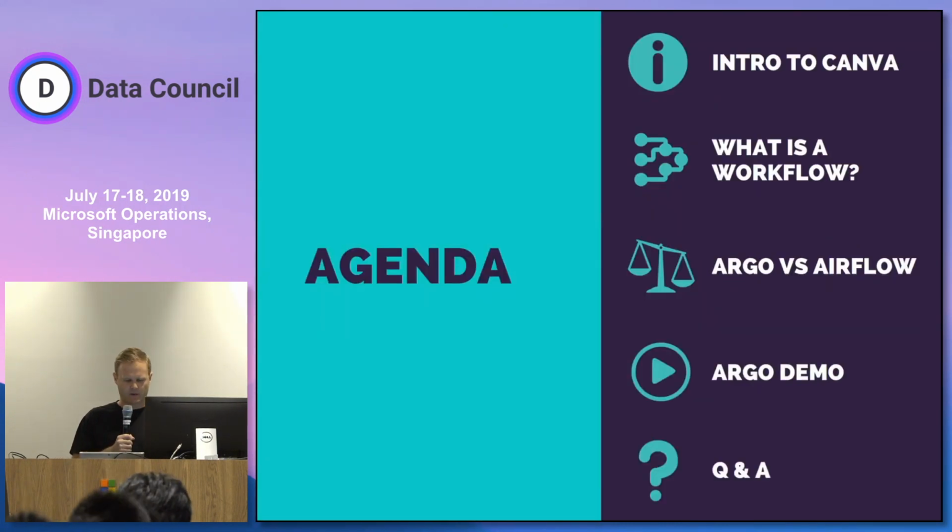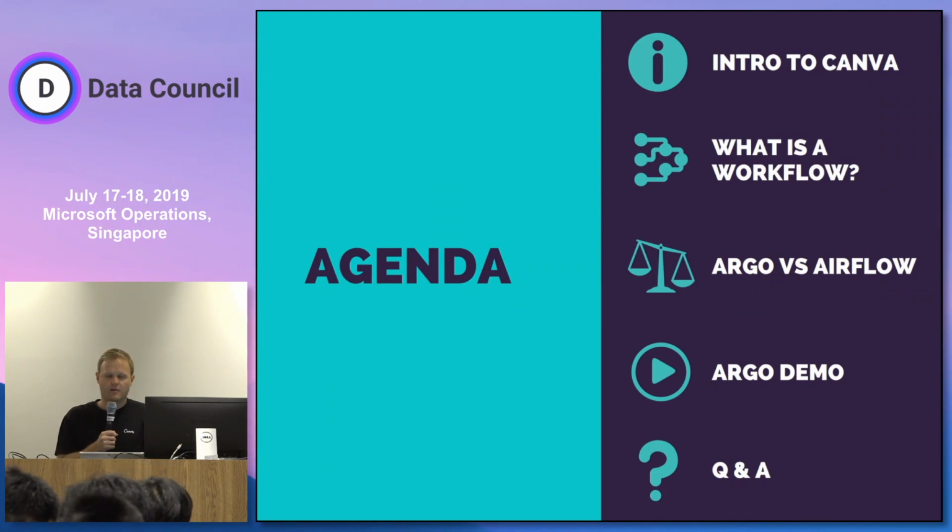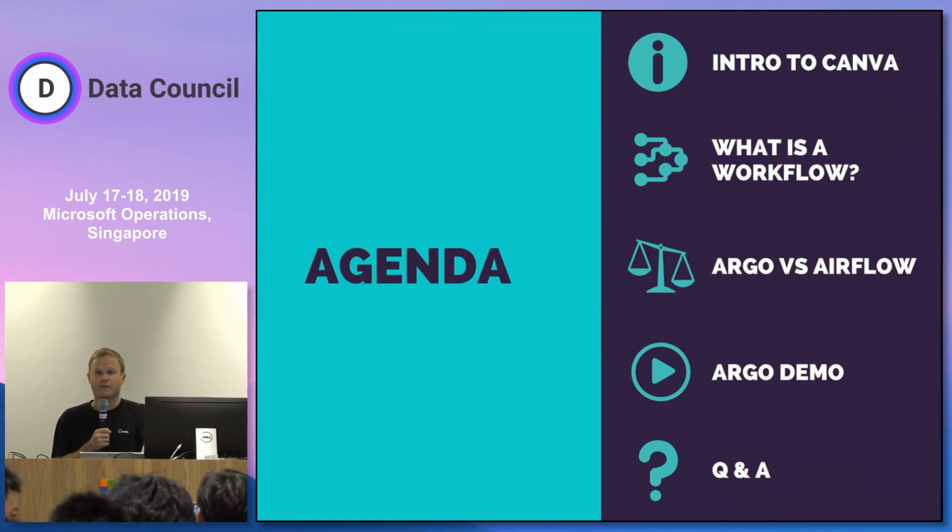A brief agenda for my talk today. I'm going to give a bit of background on Canva and what we do there. I'm going to recap on what I mean when I say workflow from a data engineering or machine learning perspective. Then on to the main topic of the talk, where I compare Argo and Airflow. Finally, if there's time, I'll do a very brief demo of Argo in action and maybe a bit of Q&A. If the time runs over, we can do this in the office hours that's been scheduled after this talk.